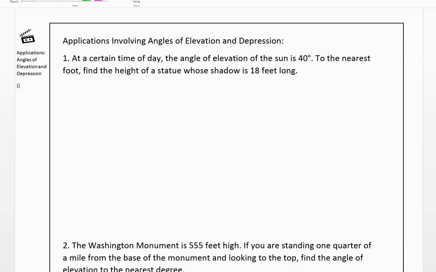We're now going to use what we've learned about the trig functions to help us solve some problems. So we're going to start off with some problems that involve angles of elevation and angles of depression.